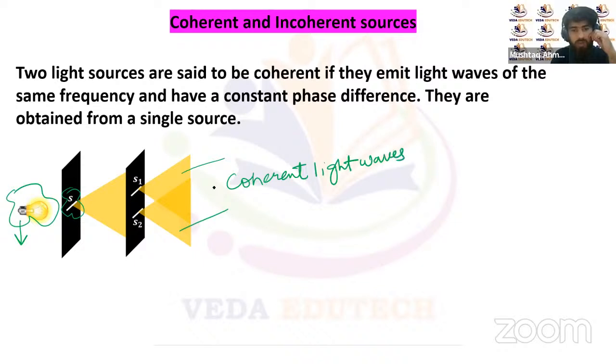S1 and S2 now become coherent sources. They are coherent sources of light. They have the same frequency and a constant phase difference between them.